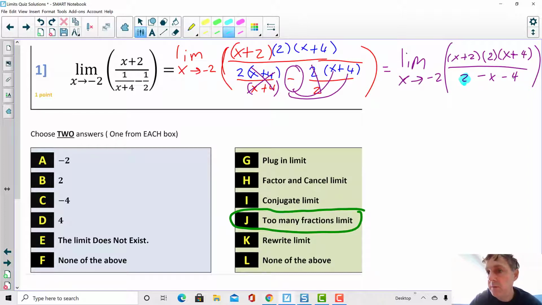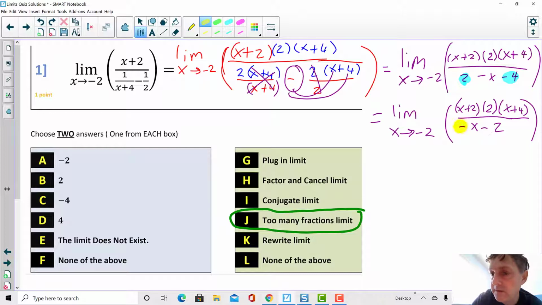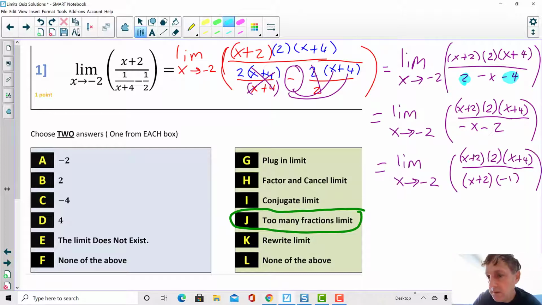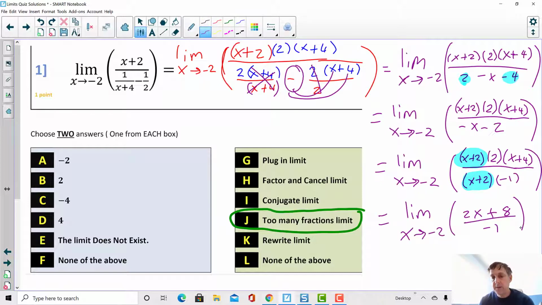We can combine the 2 and the minus 4. Then we can factor out this negative. And now we can cancel this x plus 2 on the top with the x plus 2 on the bottom. Now we have kind of like a plug-in limit. We can plug the negative 2 in. Final answer is negative 4. So C is our other answer.